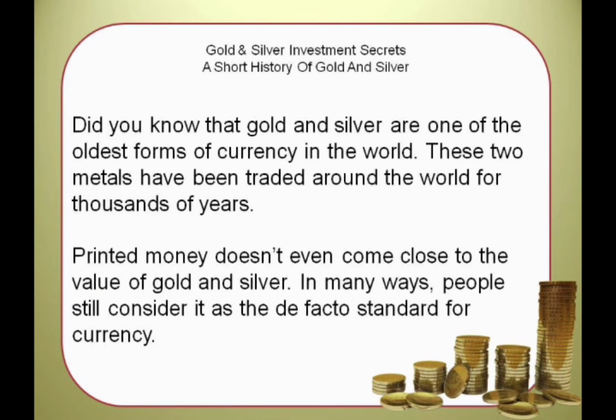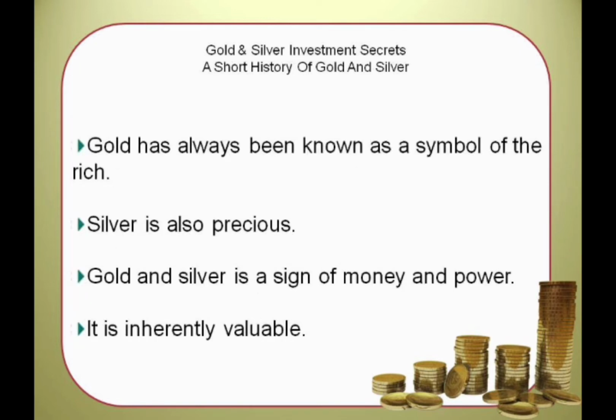Did you know that gold and silver are one of the oldest forms of currency in the world? These two metals have been traded around the world for thousands of years. Printed money doesn't even come close to the value of gold and silver. In many ways, people still consider it the de facto standard for currency. In the past, gold has always been known as a symbol of the rich and the elite. Silver is also precious but in more functional ways. Gold, we see as jewelry and silver as silverware. Gold and silver is a sign of money and power.